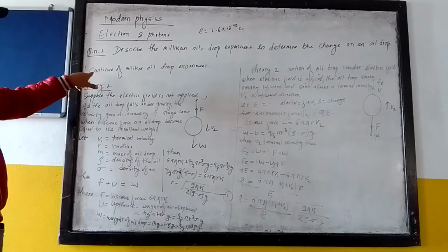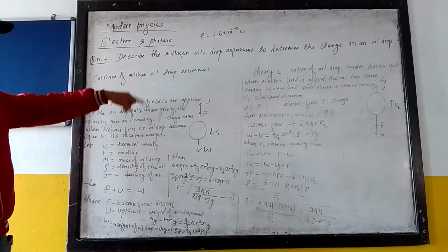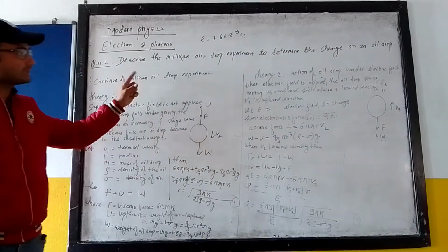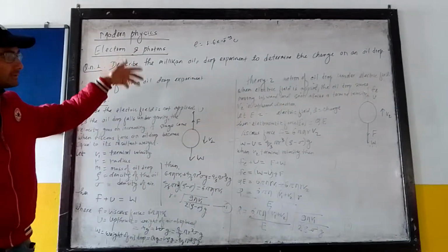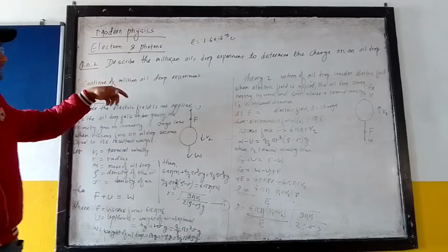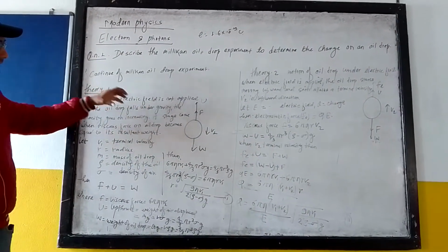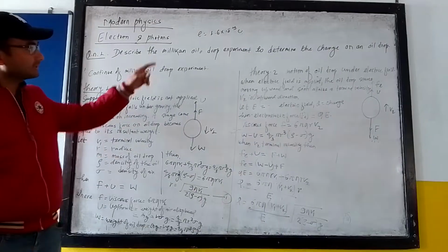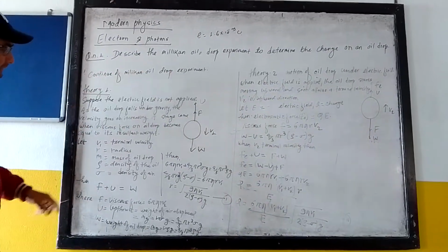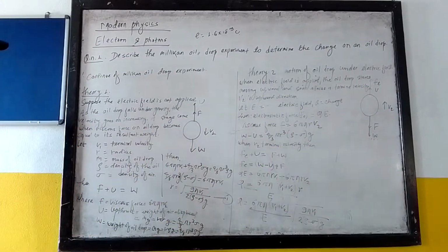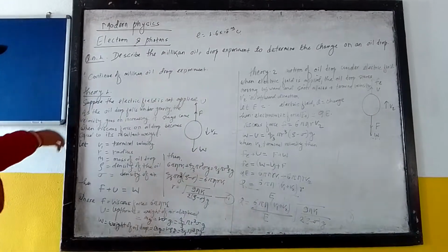This is the continuation of the Millikan oil drop experiment. Before this, we made the figure and the experimental setup that we had shown before, and now we are in the theory. You know how the mathematical expression can be obtained from the Millikan oil drop experiment. Here is all the description about that. Let me describe this. First of all, let's get started.